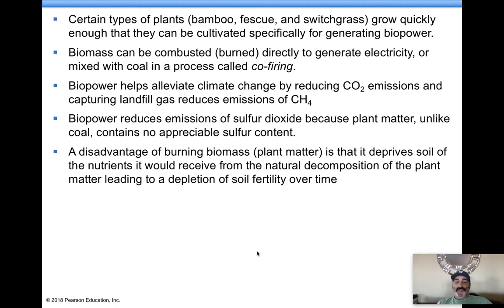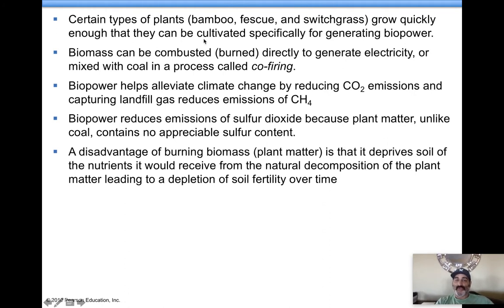Now, for biomass, certain plant species are better, so we can actually try to cultivate these specific plant species. Bamboo, fescue, which is a type of grass, and another grass, switchgrass. These things grow so quickly that they would be good biomass sources. You can harvest them, use them, and then they can grow back seasonally, and you can keep using them every year.